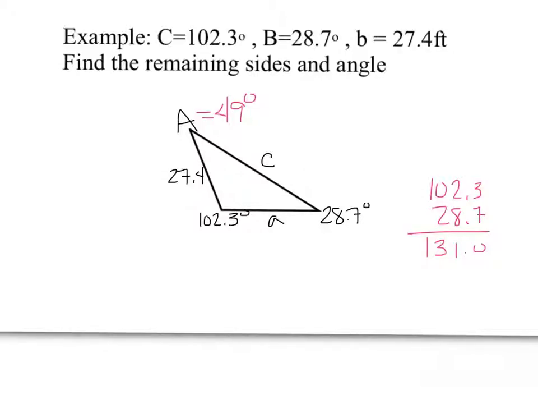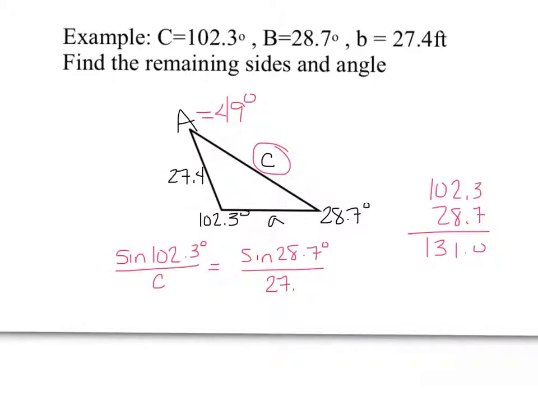Now, to find the rest of them, we are going to use the law of sines. So let's start with finding side C. What I'm going to do, if I want to find side C, I have to start with the sine of angle C over side C equals, and then I have to set that up with a proportion of something I know. We know everything about B, right? Angle B is 28.7 degrees. And side B is 27.4. I had no choice but to use this exact information because this is the only set that I knew for sure the whole thing. I knew the angle and I knew the side. To find C, I knew the angle, so then I could set this up.